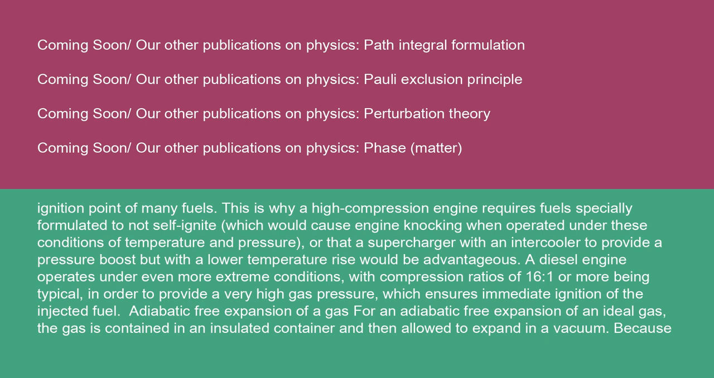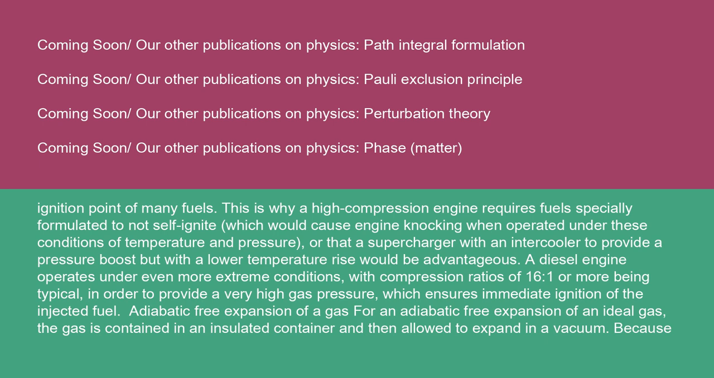This is why a high-compression engine requires fuels specially formulated to not self-ignite, which would cause engine knocking when operated under these conditions of temperature and pressure, or that a supercharger with an intercooler to provide a pressure boost but with a lower temperature rise would be advantageous. A diesel engine operates under even more extreme conditions, with compression ratios of 16 to 1 or more being typical, in order to provide a very high gas pressure, which ensures immediate ignition of the injected fuel.